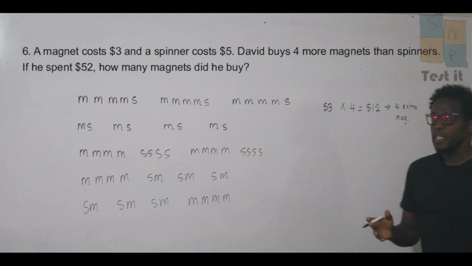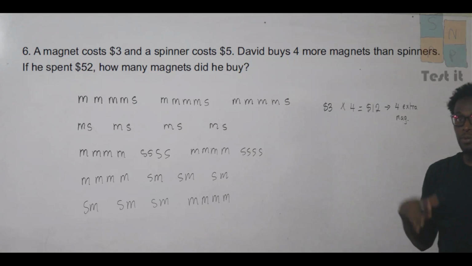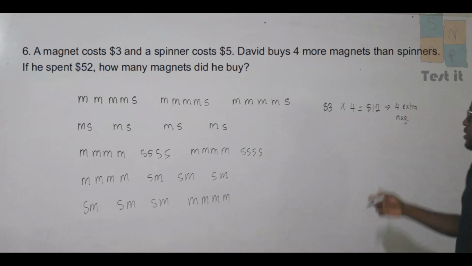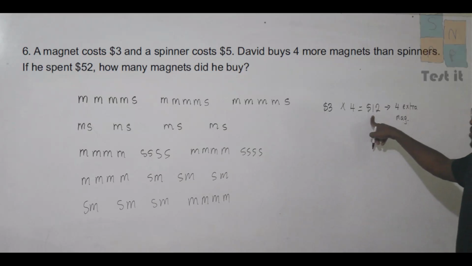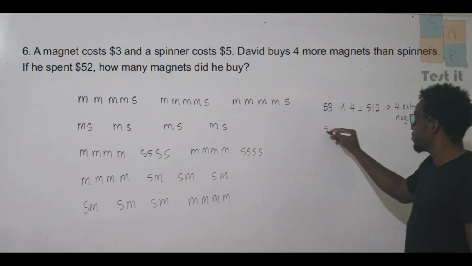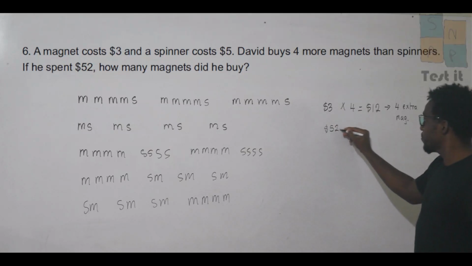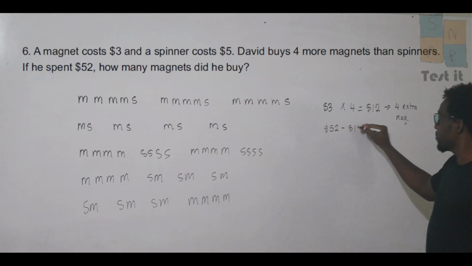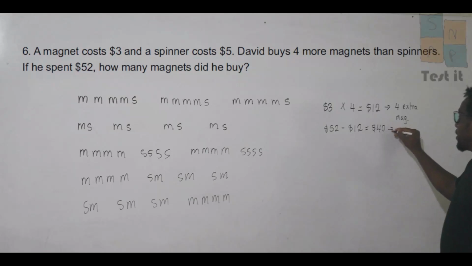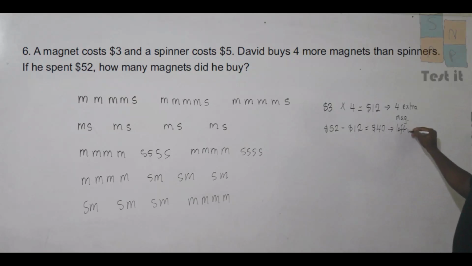Now, he then buys the remaining. Well, how much money does he have to buy the remaining? We're going to take this 12 from the total. That's going to be 52, take away 12. That's going to give us $40. And that's what he has left over.